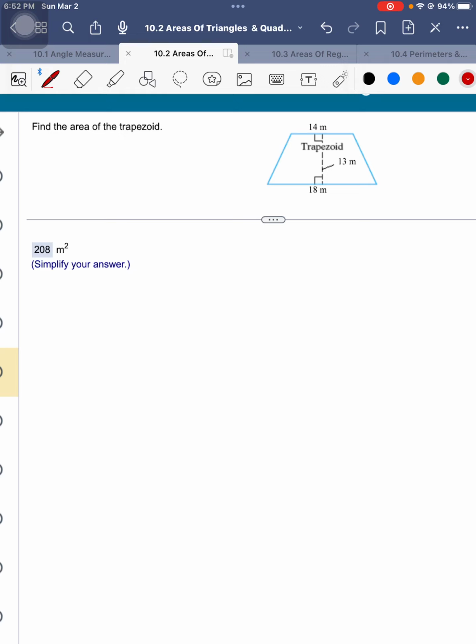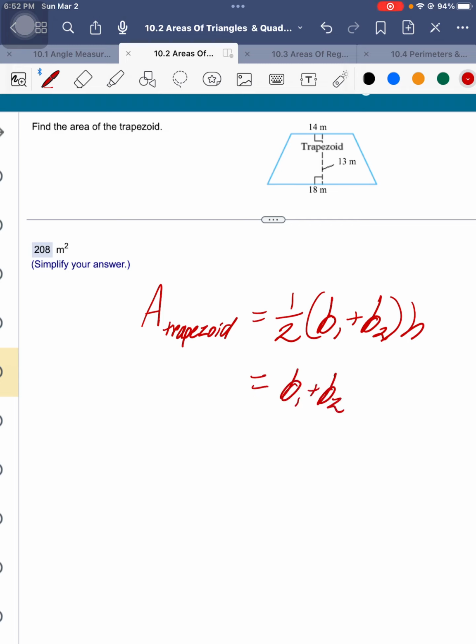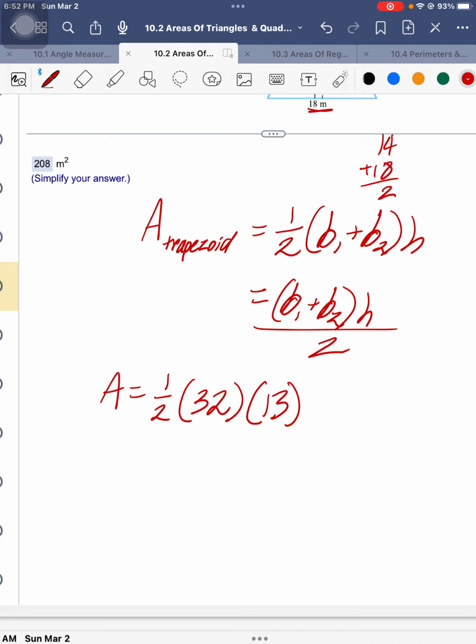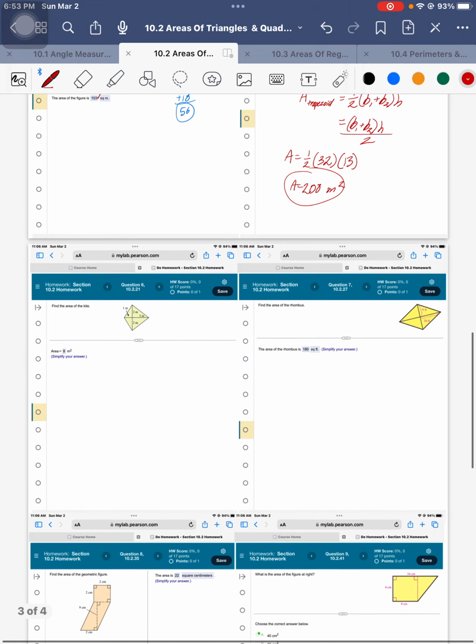So now let's see this. Okay, the area of a trapezoid. The area of a trapezoid is equal to 1/2 base 1 plus base 2 times height. Or you can do base 1 plus base 2 times height divided by 2. Doesn't really matter. I like to do half. So what is my base 1? 14. Base 2 is 18. What's 14 plus 18? 32. Times what's my height? 13. So what's half of 32? 16 times 13, 208. So my area should be 208 meters squared, which it is, okay?